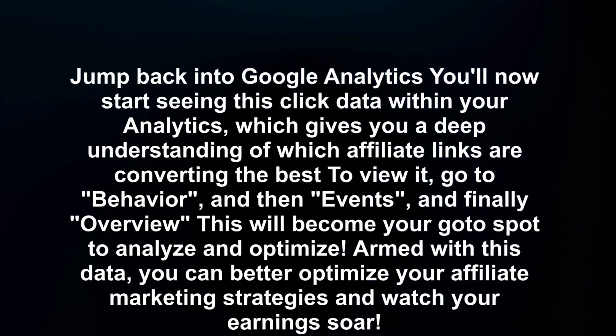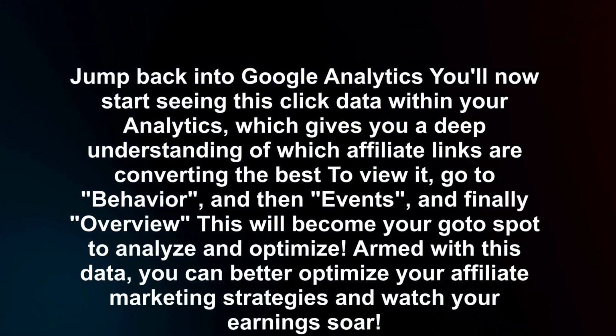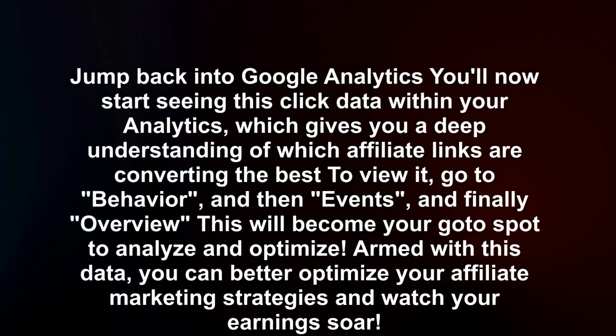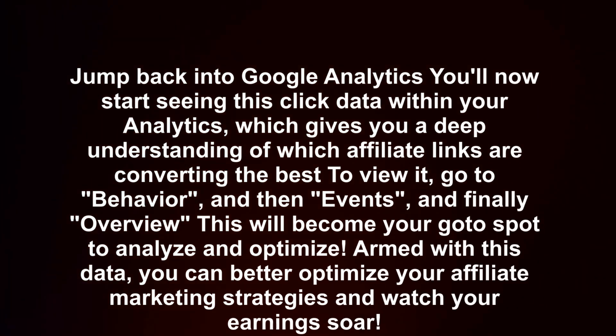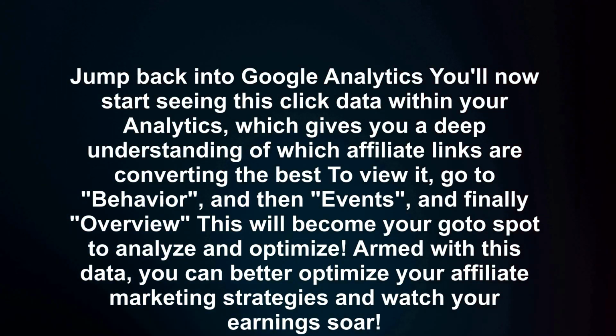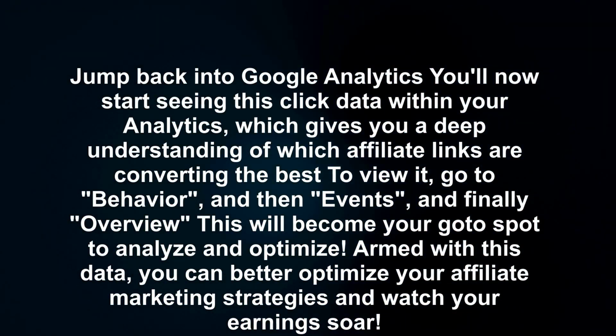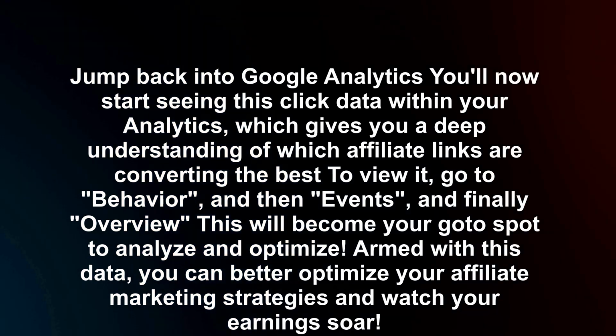Jump back into Google Analytics. You'll now start seeing this click data within your analytics, which gives you a deep understanding of which affiliate links are converting the best. To view it, go to behavior and then events. And finally, overview. This will become your go-to spot to analyze and optimize.